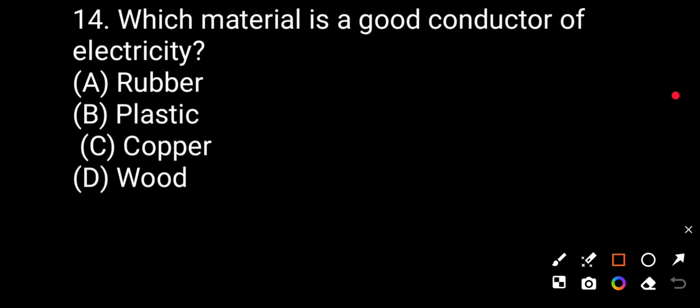Question number 14. Which material is good conductor of electricity? Rubber, plastic, copper, wood. The correct answer will be copper. Copper is a material which is a good conductor of electricity. For given examples, so option C is correct.